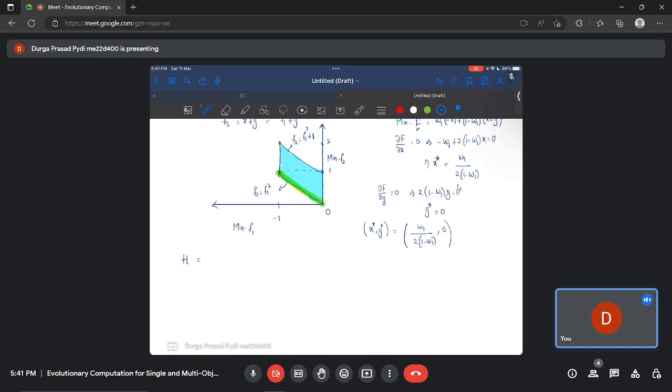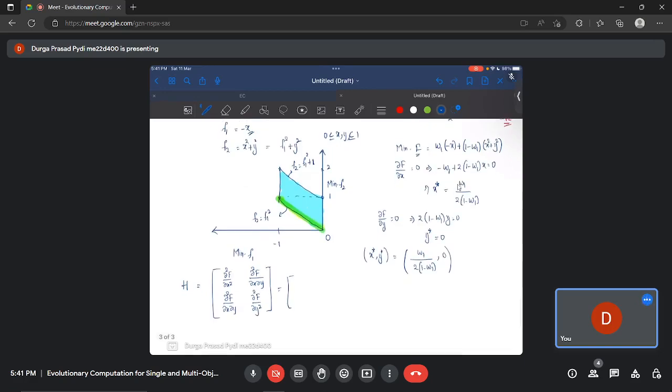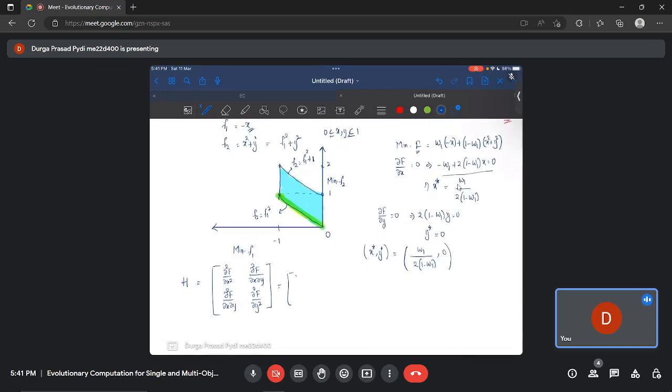Your Hessian will be del square f by del x square, then del x del y, and so on. So this is my Hessian matrix. If I do this for this particular problem, when I apply the second derivative, it will be 2 times (1 minus w1), 0, 0, and 2 times (1 minus w1).